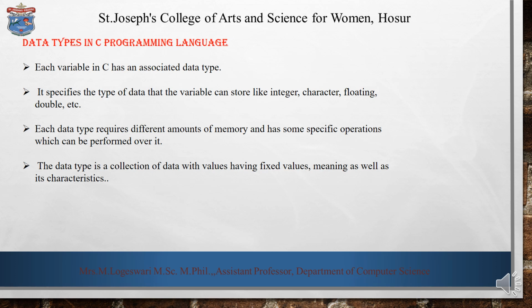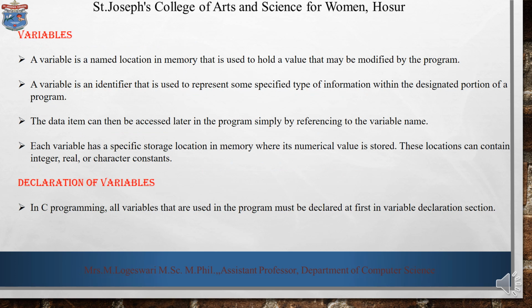Next we are going to see variables. A variable is used to hold values that can be modified by the program. A variable is an identifier. The data items can be accessed in the program by referencing the variable name. Each variable has a specific storage location. These locations can contain real numbers, integers or characters also. So how to declare variables? All variables are declared in the declaration section.